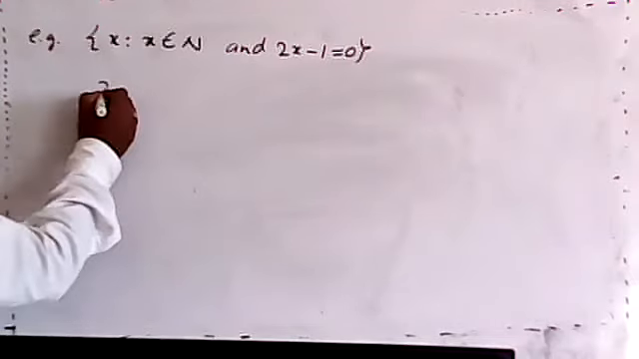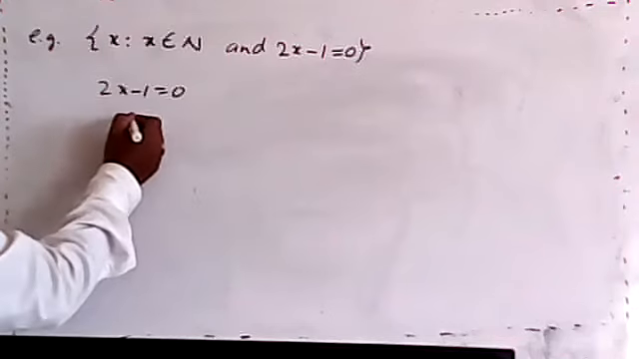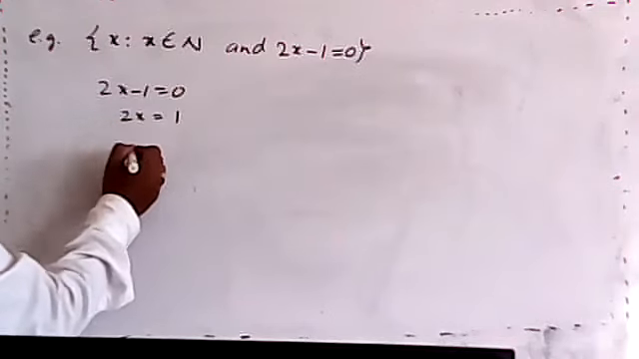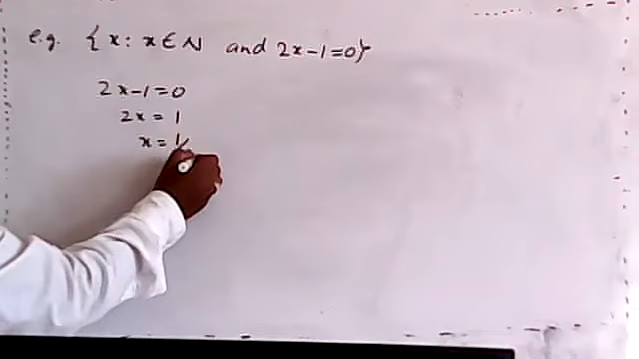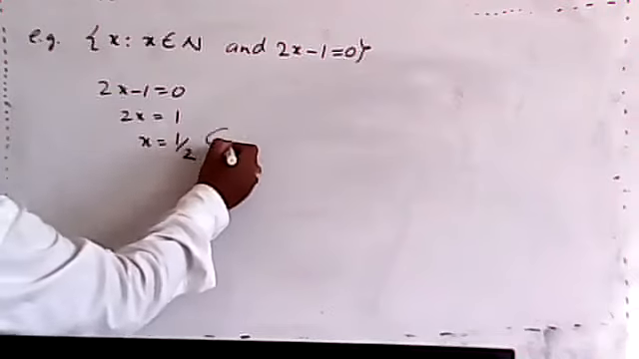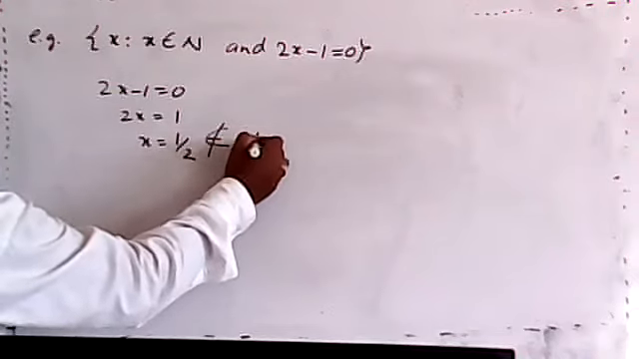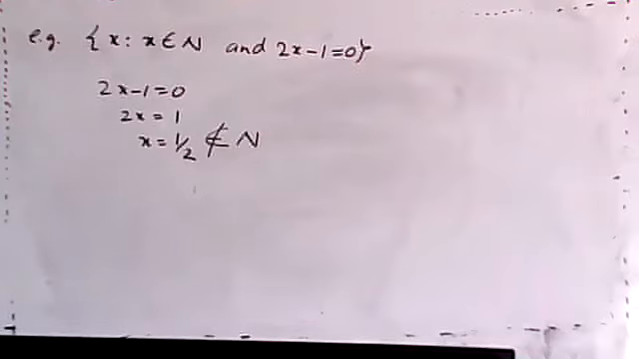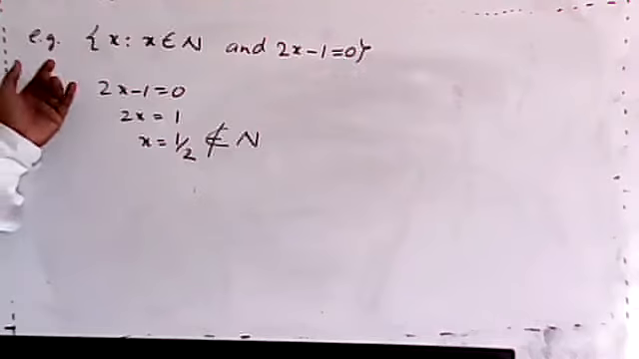That is, if you solve 2x minus 1 is equal to 0, 2x is equal to what? 1, x is equal to what? 1 by 2. But 1 by 2 does not belong to the natural number set. 1 by 2 does not belong to the natural set. Then it is certainly which set?